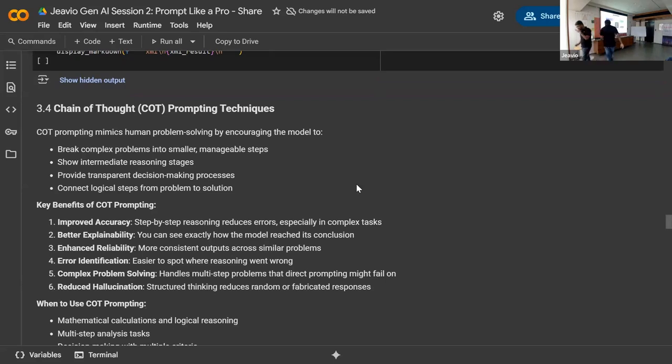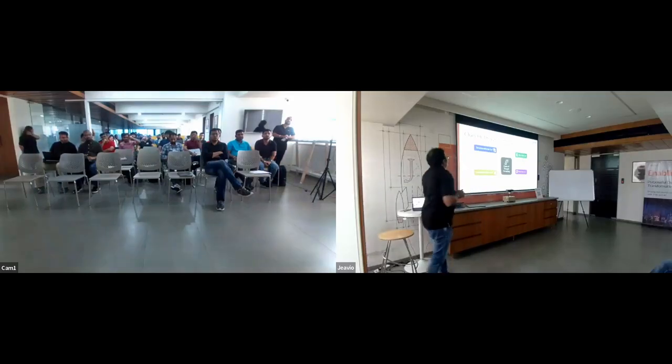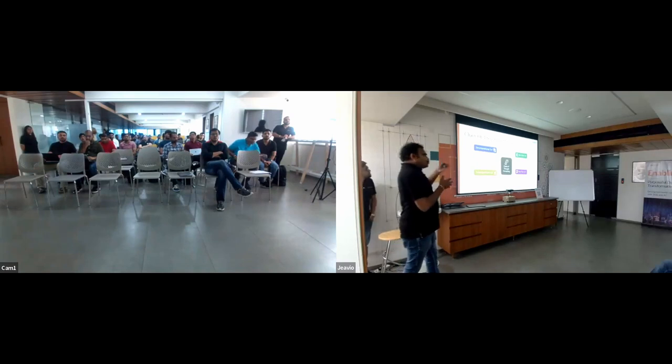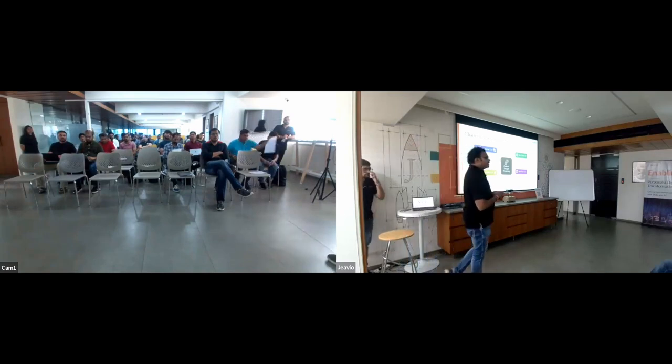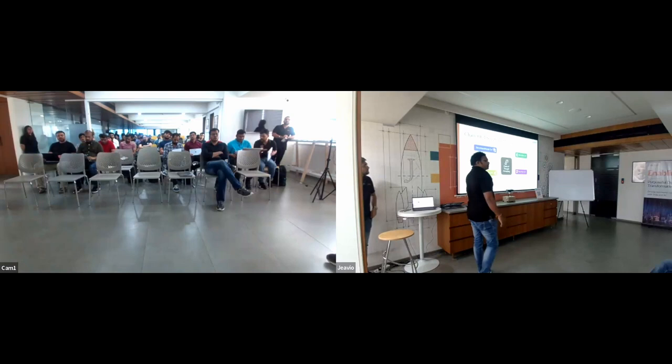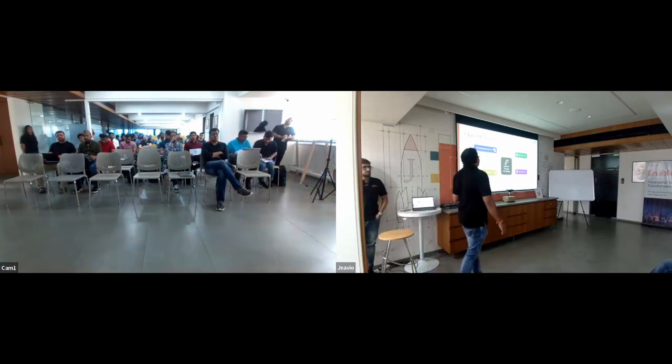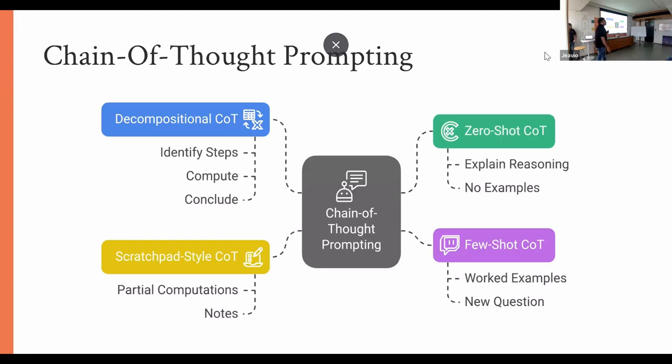We will move to the next prompting technique, which is chain of thought prompting. As the name suggests, it is kind of how we think in the real world when there are scenarios that we want to solve. So chain of thought is almost similar to that kind of technique, and there are majorly four techniques in chain of thought. In chain of thought as well, we have zero shot and few shot. Along with that, scratchpad and decompositional chain of thought are the additional types that we have.